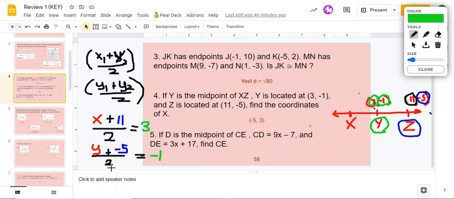So then again, I solve for y, and I get 2 times -1, which is -2, and I subtract 5 on both sides, and I should get -7. Okay, so I end up with -5, -7. Hope this helps.